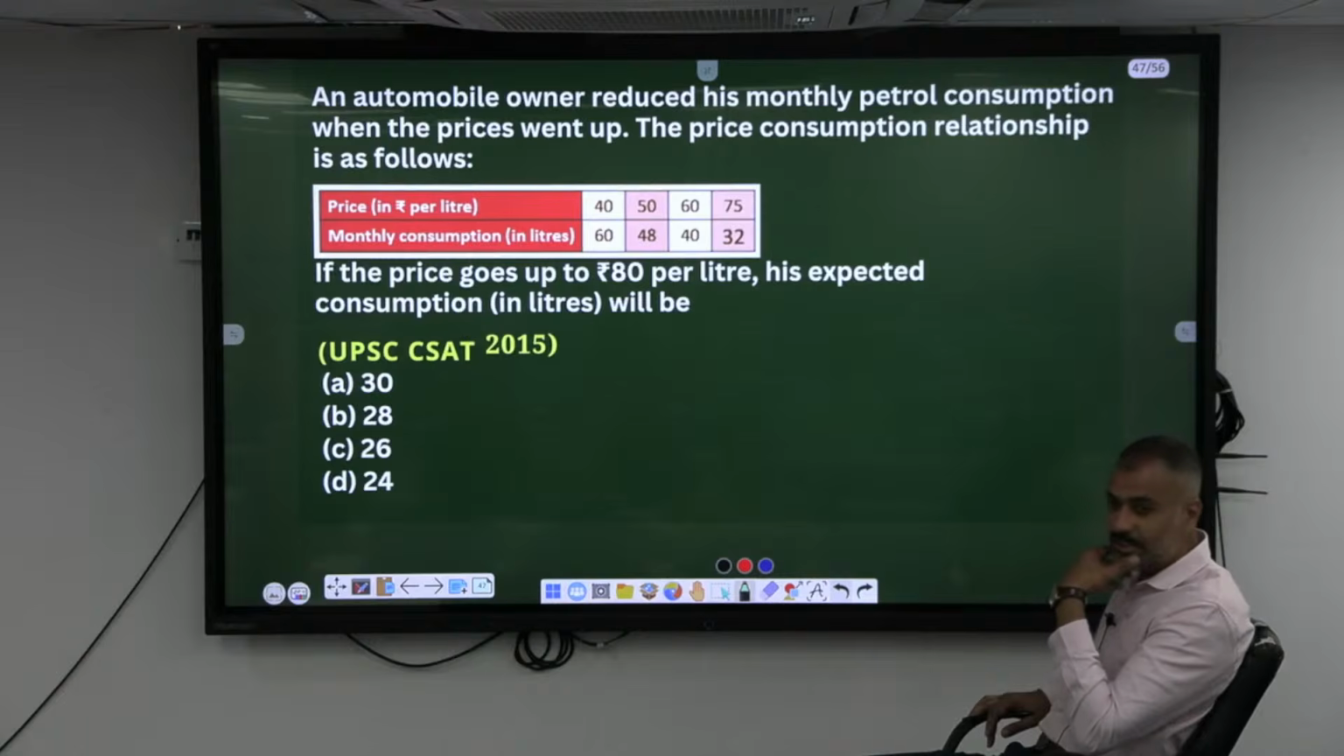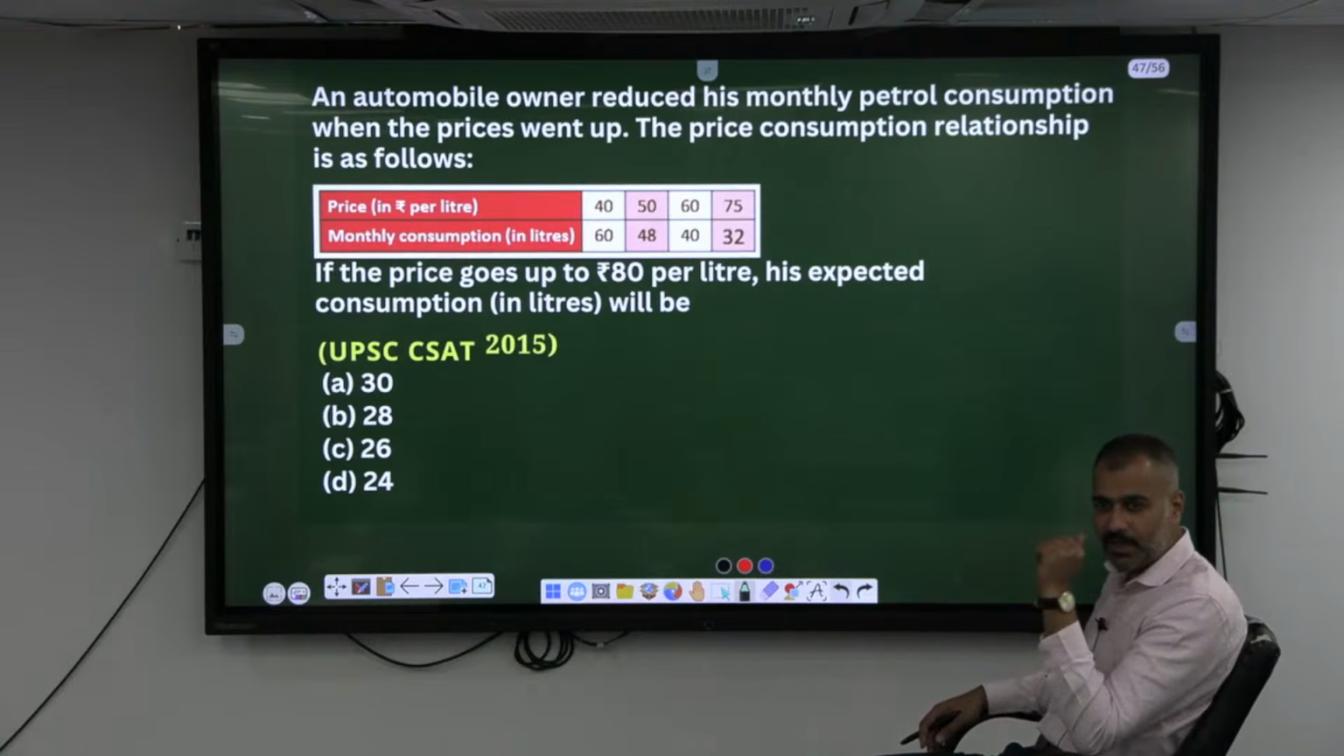2,400 only madam, 60 into 40. So his expenditure is what? Same. His expenditure is same, isn't it madam? So if the price goes up to 80 rupees per liter, what was your expenditure? 2,400. You have a fixed income there. So how many liters you can buy? 30 liters.